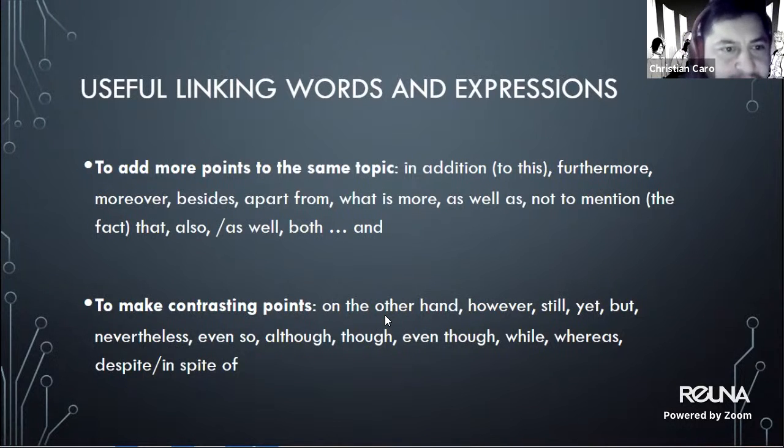Pero para eso hay que usar los contrasting points, ¿cierto? Entonces yo digo, por un lado, on one hand, ¿cierto? Y después la otra mitad del párrafo, on the other hand. O however. Entonces, para decir, bueno, aquí voy a tirar el contraargumento. Still, yet, but, nevertheless, even so, although, though, even though, while, whereas, despite, in spite of.